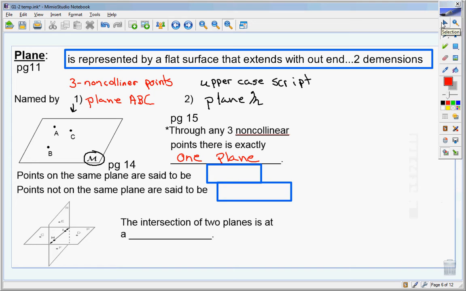If points are on the same plane, what do you think they're said to be? Collinear meant together on the same line. What do you think they're going to be if it's together on the same plane? Co what? Coplanar. That's what it is, coplanar. And if they're not on the same plane, what do you think it would be? Non-coplanar.